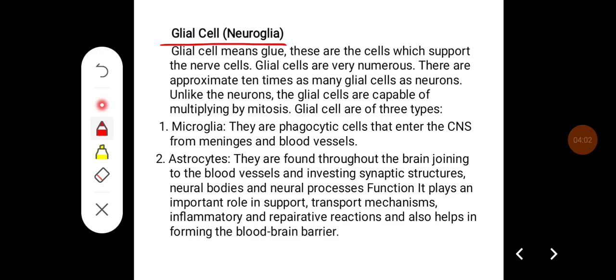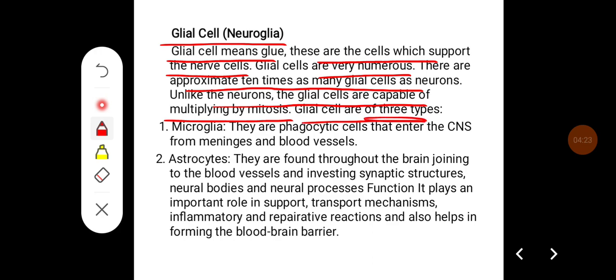Glial cells, they are also called neuroglial cells. Glial means glue. These are the cells which support the nerve cells. Glial cells are very numerous. There are approximately 10 times as many glial cells as neurons. Unlike the neurons, glial cells are capable of multiplying by mitosis. The glial cells are of 3 types: the microglia, astrocytes, and oligodendrocytes.